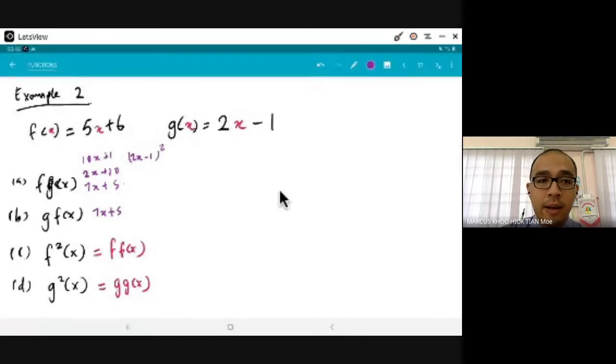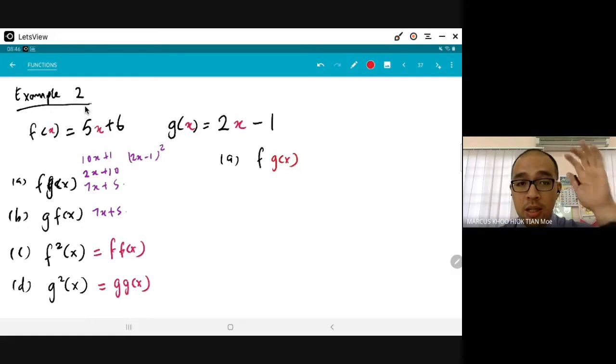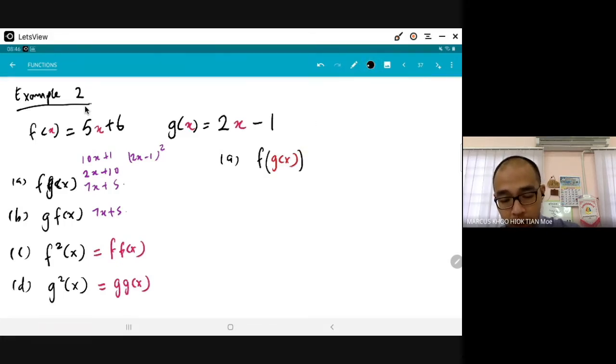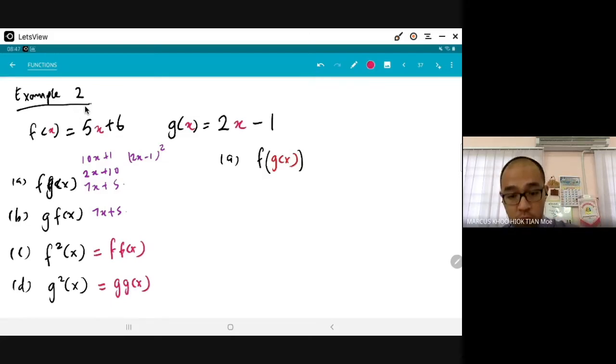All right. Well, let's take a look and see. So the first question is f of g of x. I'm going to change this color. So g of x is now my object. This is very important. g of x is now my object. So what do I do with the object? I substitute it inside first. I leave the f, and then I put the g of x inside. What's my g of x? 2x minus 1.